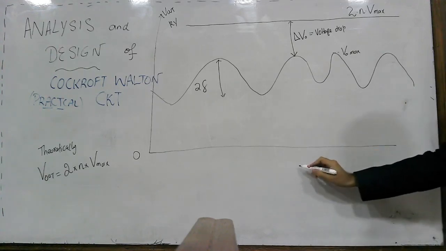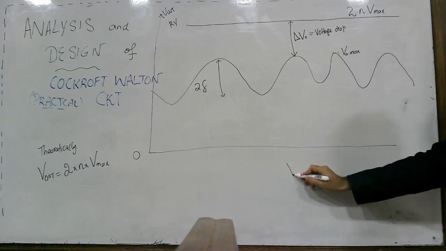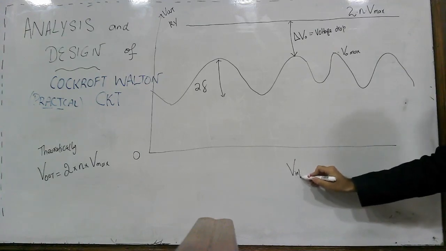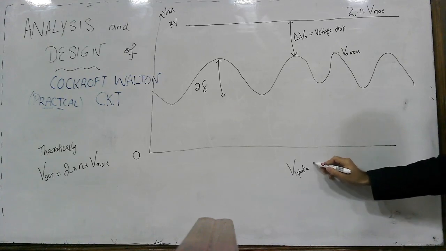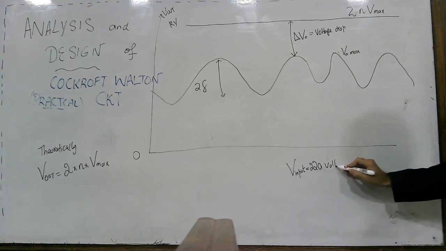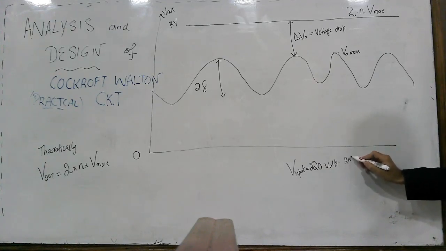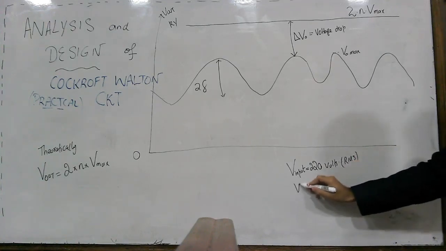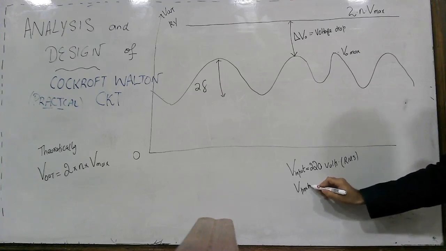Let's say V input is 220 volts RMS. So what will be the V peak of the AC source?